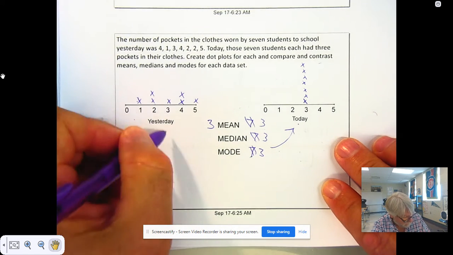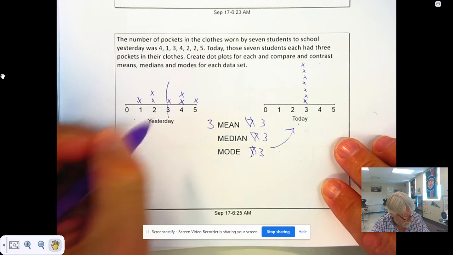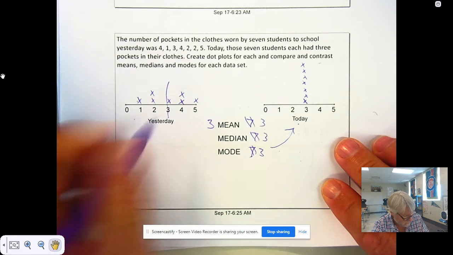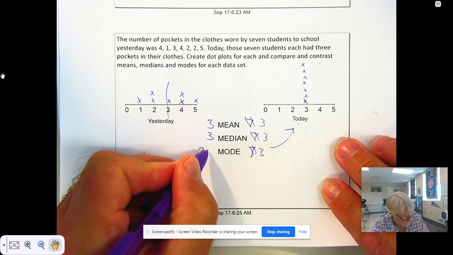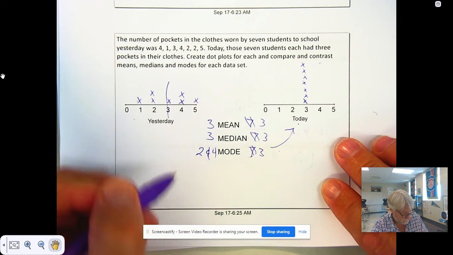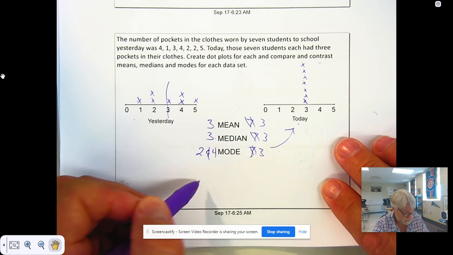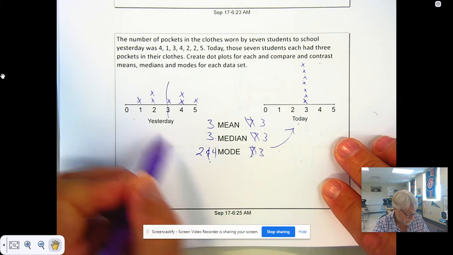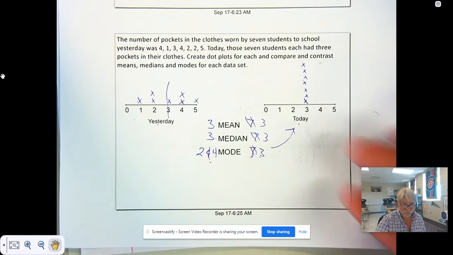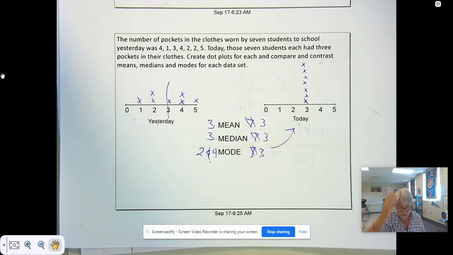Okay, median is the number in the middle. I have 3 values bigger than 3 and 3 smaller. The modes are 2 and 4. So the means are the same, the medians are the same, 2 modes in yesterday's and 1 mode with today's. Because the means and the medians are both the same, the better representative of center is moot. It doesn't matter because they're the same number.